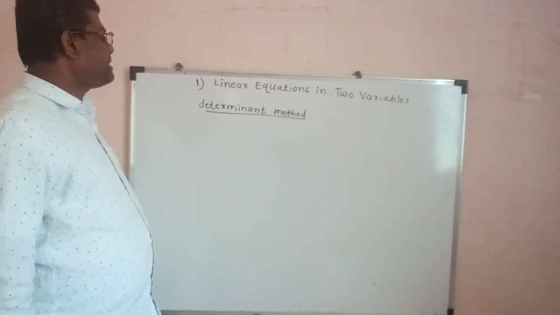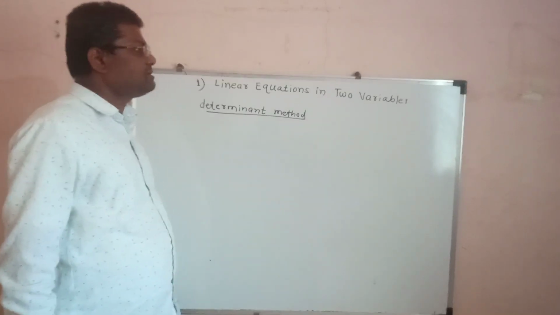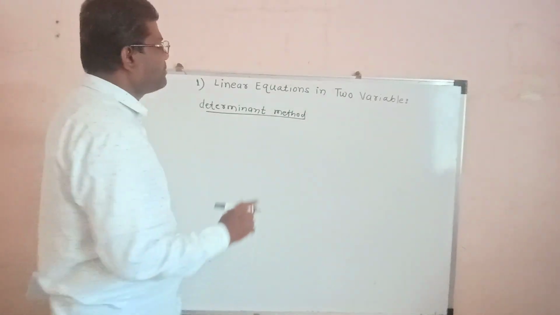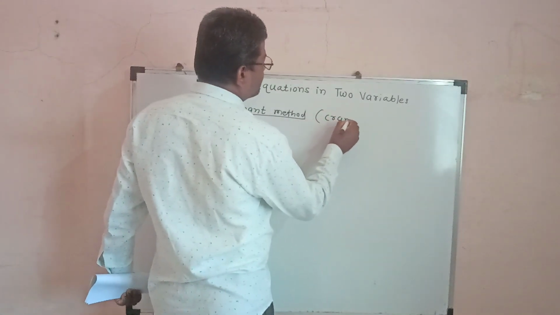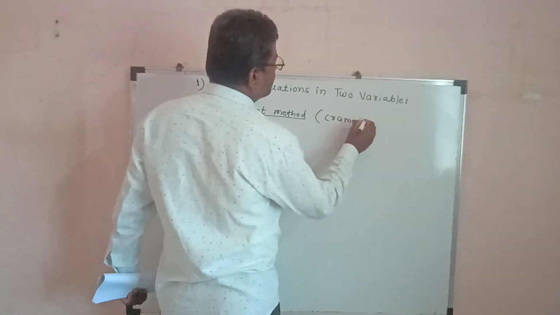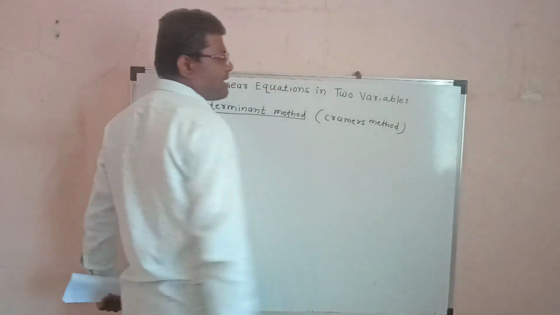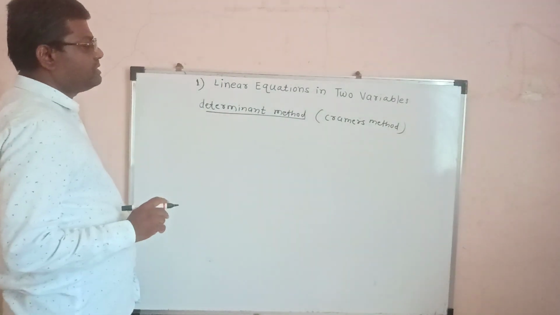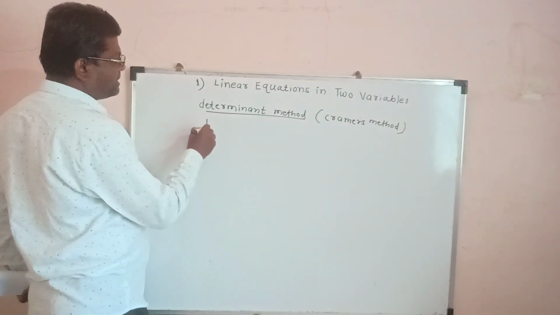This method was first used by the Swiss mathematician Gabriel Cramer. Therefore, this method is known as Cramer's method. In this method, we use determinants. So what is meant by a determinant?